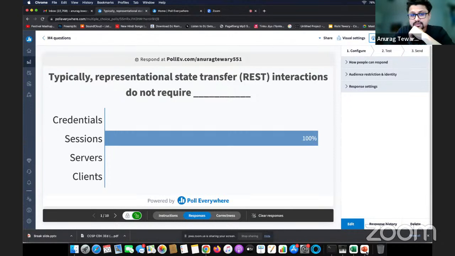Okay, typically REST interactions do not require what? Yeah, so I think that's the right answer. REST is representational state transfer. It does not require the server to store some temporary data about the client. That's not necessary. These interactions obviously require server-client interactions, but in a REST interaction, the client is asking the server through the API for data, which sometimes is as a result of processing. The server processes the request and returns the result. It does not require sessions to be enabled between the client and servers necessarily. So that's the correct answer. And we'll move to the next one.